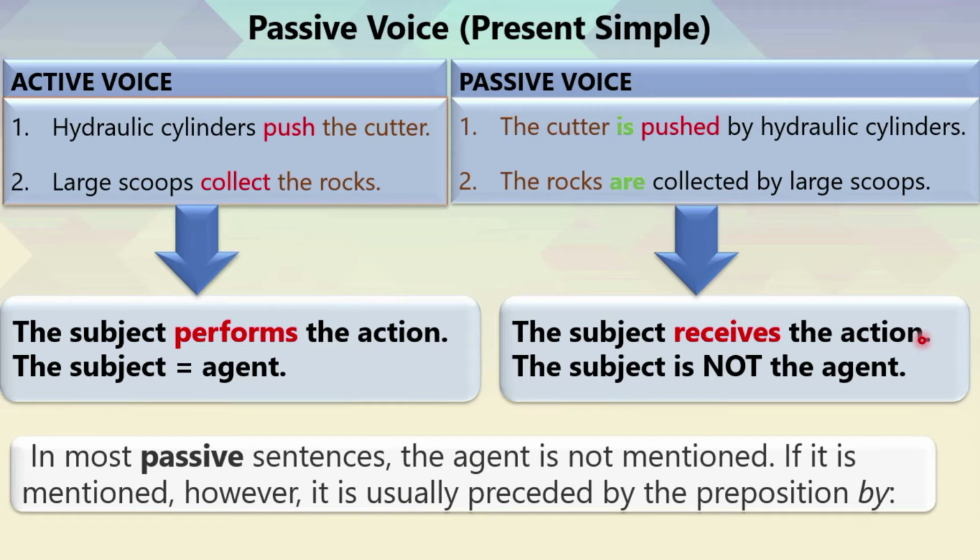In most passive sentences, the agent is not mentioned. If it is mentioned, however, it is usually preceded by the preposition by. Just like we have here, the rocks are collected by large scoops. Moving on.